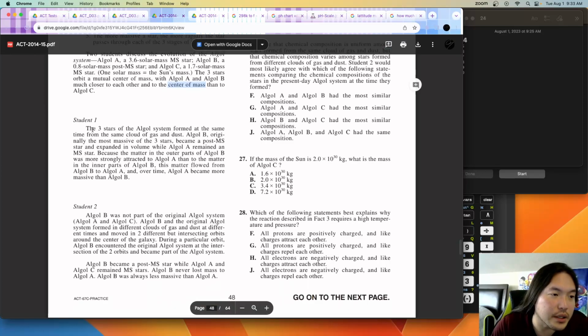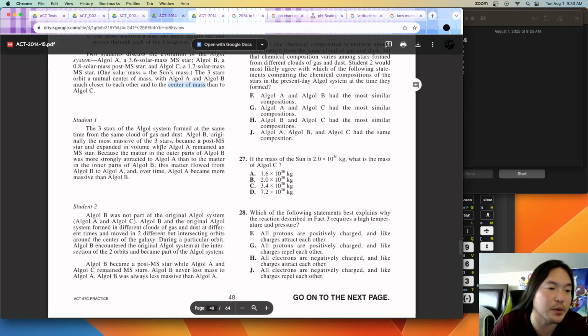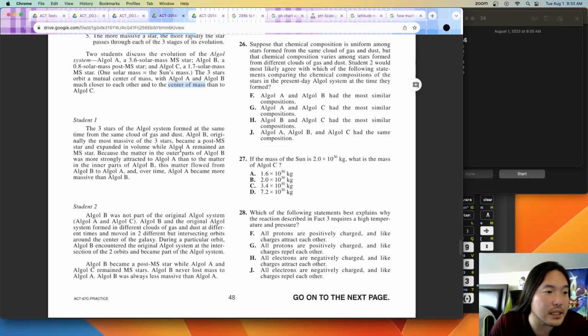Student 1: The 3 stars of the Algol system formed at the same time in the same cloud of gas and dust. Algol B, originally the most massive of the 3 stars, became a post-MS star and expanded in volume, while Algol A remained a MS star because the matter in the outer parts of Algol B is more strongly attached to Algol A than to the interior parts of Algol B. The matter flowed from Algol B to A. Over time, Algol A became more massive than Algol B.